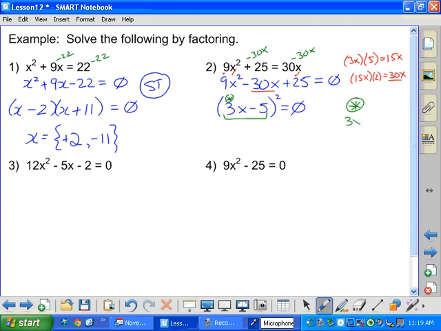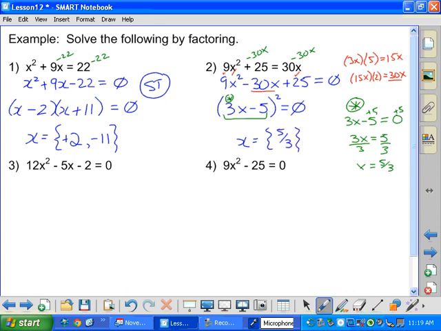So I take the 3x minus 5, and I'm going to set it equal to 0. I'm just looking at what's inside the brackets, using my algebra skills: add 5. So I'm just going to isolate or solve for x, divide both sides by 3. I get x equals 5/3. And there's the answer. It's 5/3.